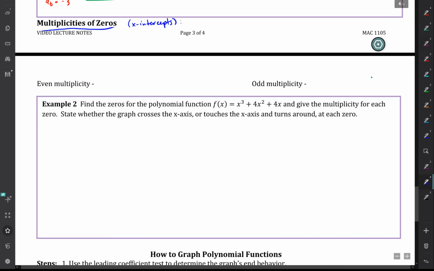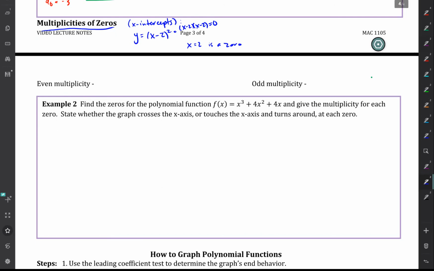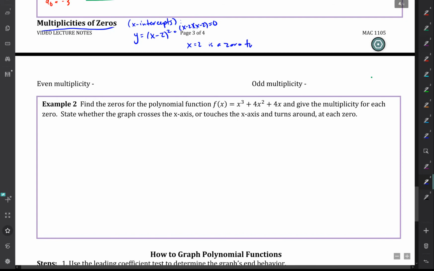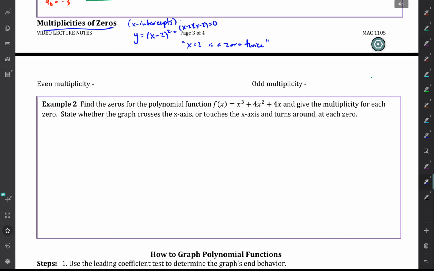An example would be y equals (x minus 2) squared. The idea here is that x equals 2 is a zero. If I were to factor this, I could factor it as (x minus 2) times (x minus 2). If I set that equal to 0, either x equals 2 is a 0 or x equals 2 is a 0. So x equals 2 is a 0 twice, because we can factor this as (x minus 2) twice. That's what we mean by multiplicity: the number of times that a number appears as a 0 or an x-intercept. In this case, 2 is a 0 of multiplicity 2.